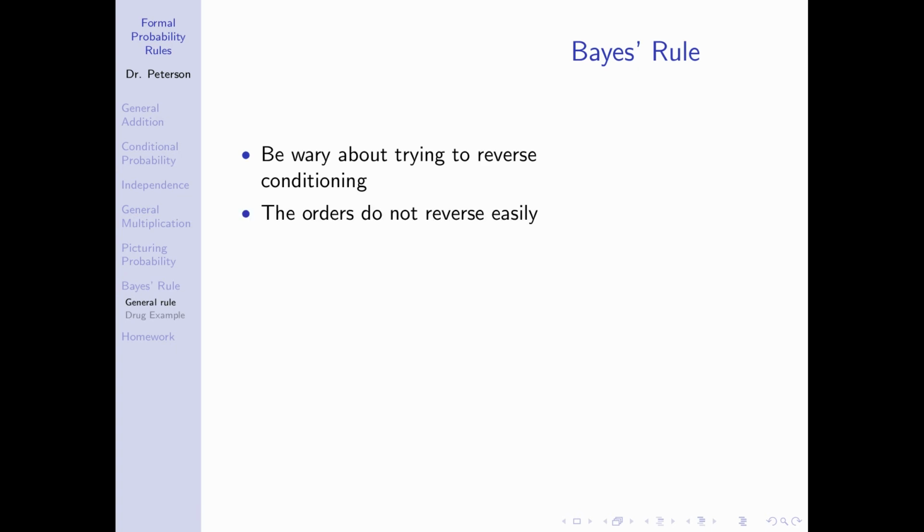As a final warning as we leave probability, or simple probability rules at least, we want to give you a warning to be wary about reversing conditioning. The orders do not reverse easily. That is to say, the probability of A given B is not equal to the probability of B given A, at least not necessarily.